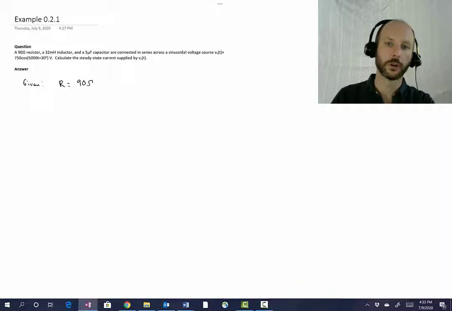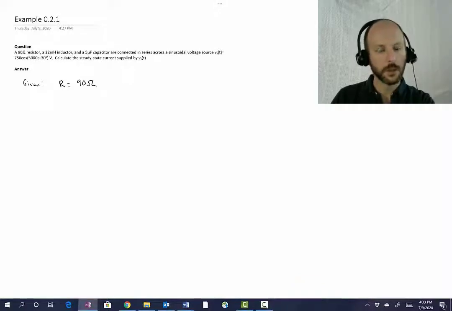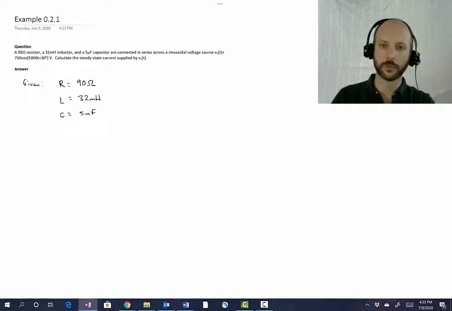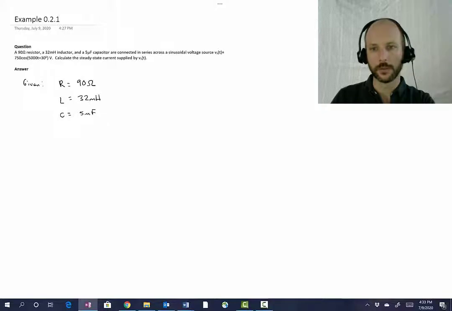So for example, R equals 90 ohms. That's the resistance of the resistor. Next we have L equals 32 millihenries, so we want to write that down. Next we've got the capacitance. The symbol for capacitance is C equals 5 microfarad. Some of this is prerequisite knowledge, R, L, and C, for example, being the symbols used for the passive devices. Now what we're given is the voltage source information, so we want to write that down.